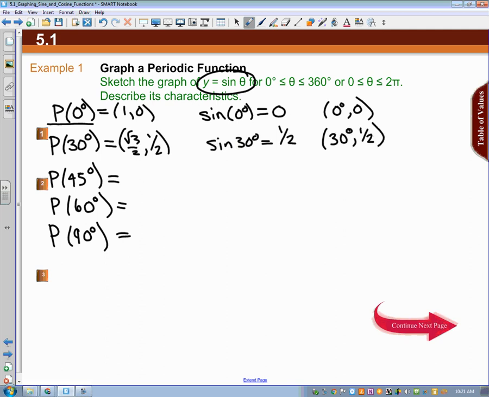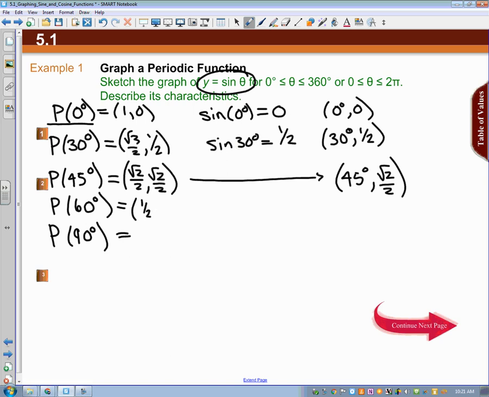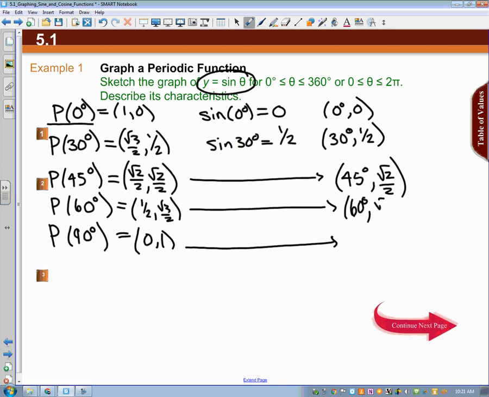I'm just going to write these other three, and then we'll extend our knowledge of the unit circle to the points beyond. So the point at 45 degrees is (root 2 over 2, root 2 over 2), which means that on my graph, I will have (45 degrees, root 2 over 2). And then the point at 60 is (1 half, root 3 over 2), and the point at 90 is (0, 1). Again, the input of y equals sine theta is the angle, so this would yield (60 degrees, root 3 over 2), and then we would have (90 degrees, 1).